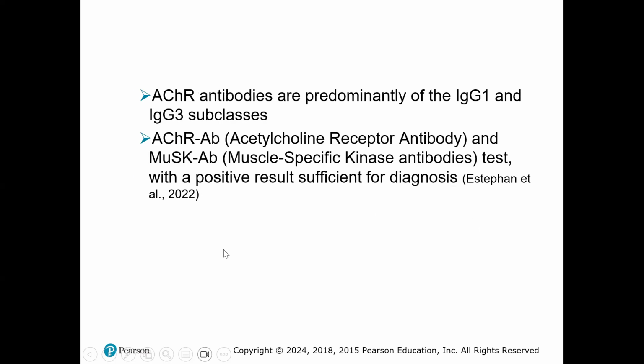Okay, the other test we can use is for acetylcholine receptor antibodies, predominantly of the IgG1 immunoglobulin G1 and then G3 subclasses. We should also check for the muscle-specific kinase antibodies. That should be positive, and that result is sufficient for the diagnosis of myasthenia gravis.